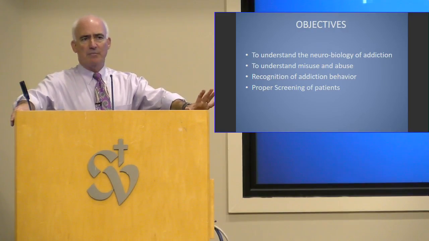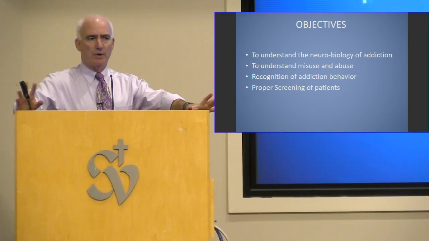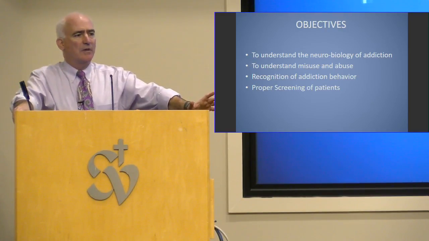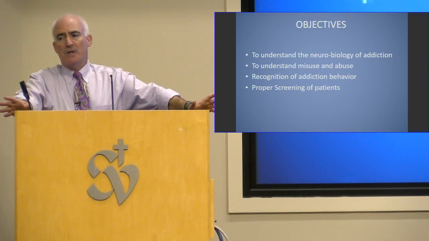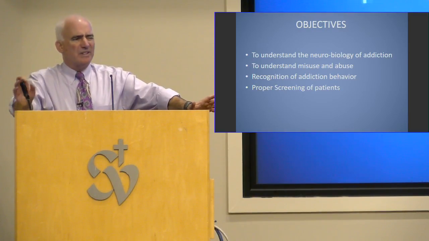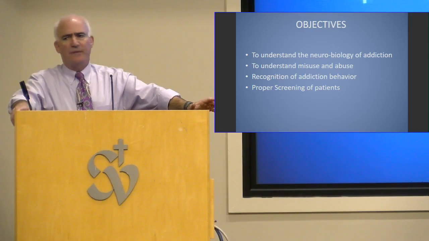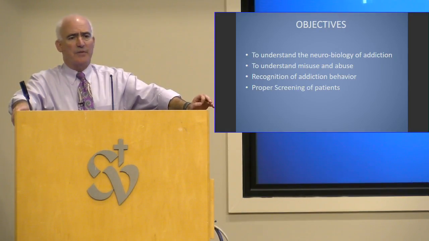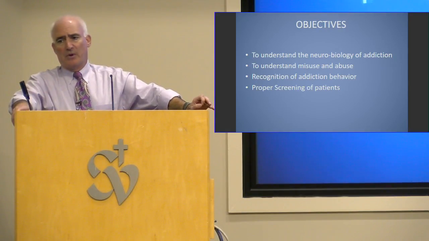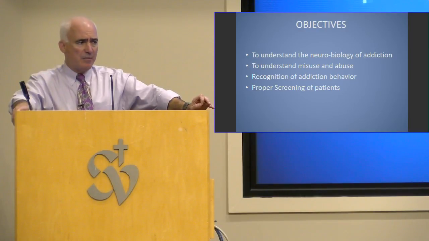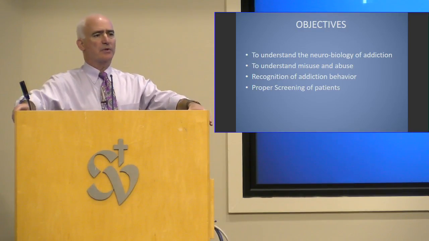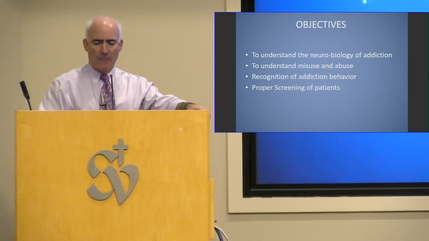We do want to understand misuse and abuse. What does that mean? What are the definitions of that? Some of the recognition of addiction behavior in your practices. What are some of the little touchstones? What are some of the red flags that we need to be looking for with addiction? And then how can we properly screen patients? Nothing's ever going to be perfect, but there are some screening tools that we can use that have been vetted that will help us when we decide that it is appropriate to prescribe an opiate for somebody.